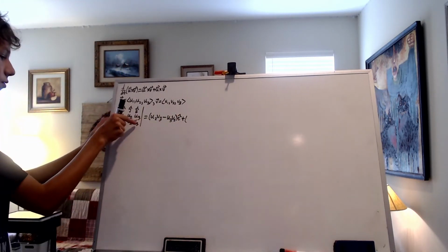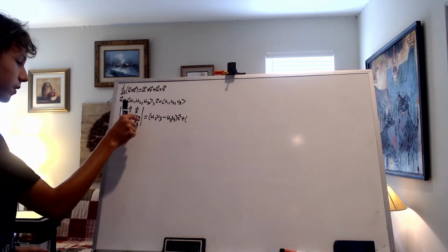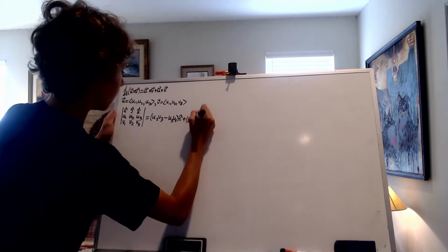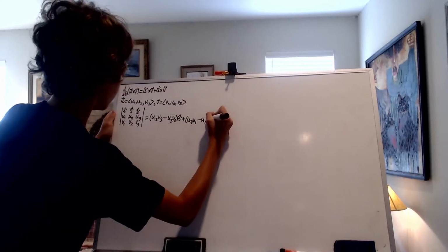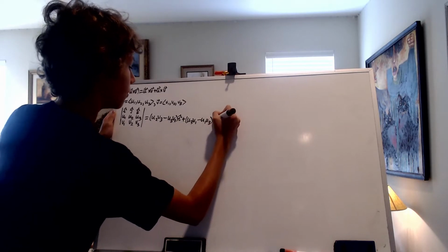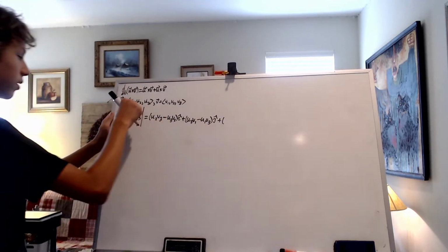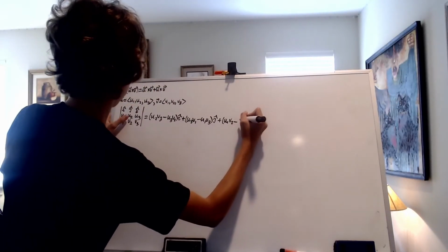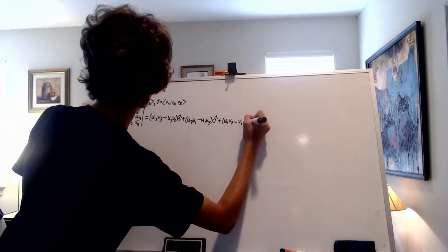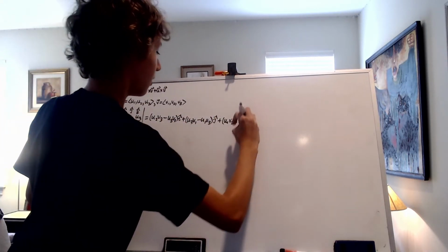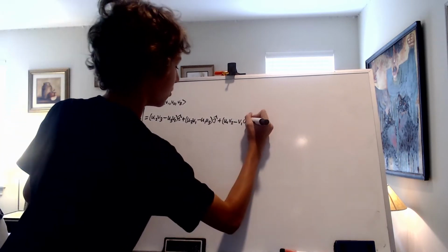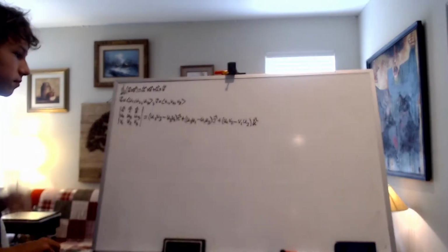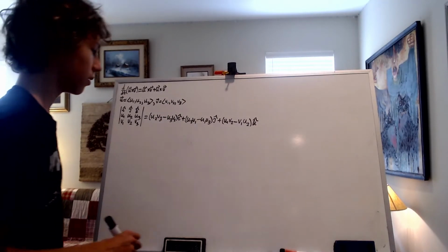Well, normally it would be u1 v3 minus v1 u3, but we're swapping it, so we have u3 v1 minus u1 v3 j hat plus, well, let's see, u1 v2 minus v1 u2 k hat.